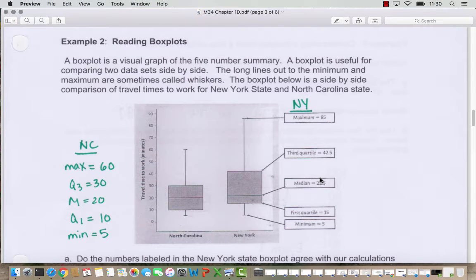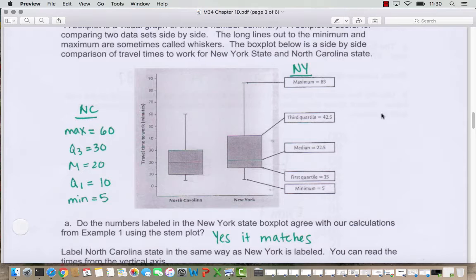We want to check New York here on the right to verify that these numbers match what we just calculated from the stem plot. We can do a quick check to see that they do in fact match our calculations. Over here is North Carolina, and I did my best to eyeball the 5-number summary from the box plot. It looks to me like the median is around 20. Quartile 1, I called that 10 minutes. Quartile 3, 30 minutes. The min is 5 minutes, and the max is 60 minutes.